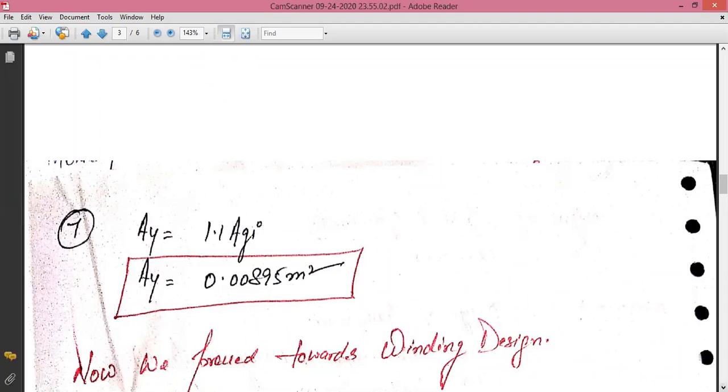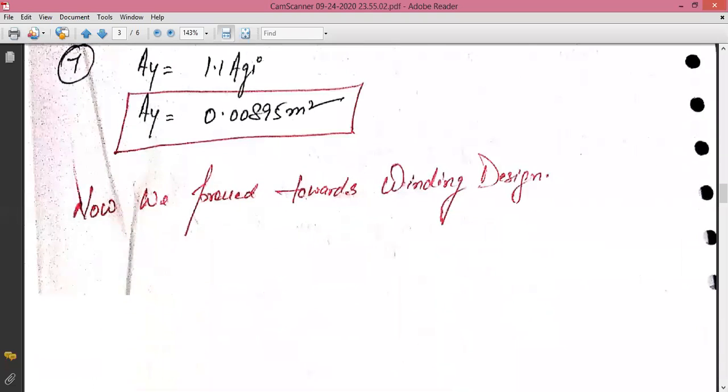Clear? So again, in the winding design of a transformer, we have to calculate three main things. Number one, turns on the low voltage side and turns on the high voltage side, that is, the primary side turns and the secondary side turns. Number two, current on the primary side and current on the secondary side. And number three, area of the primary side and area of the secondary side. So hardly three main things in a winding design. We will proceed towards that.